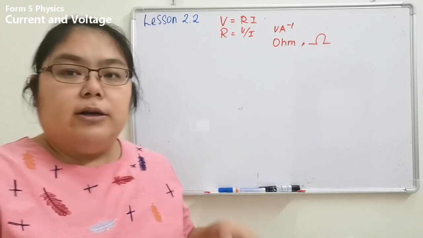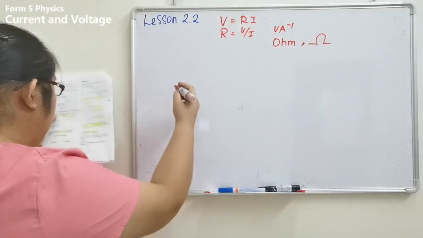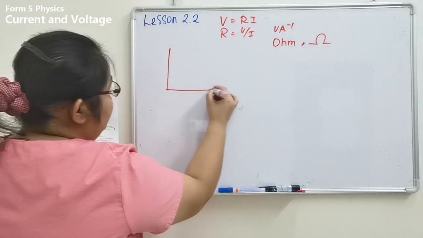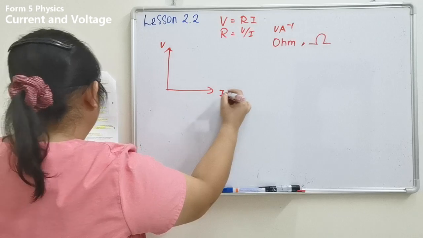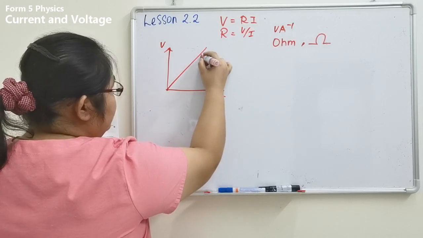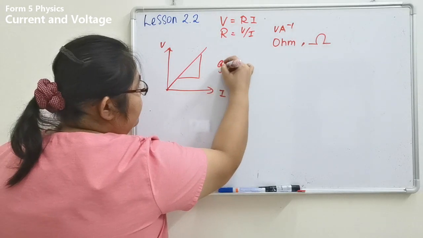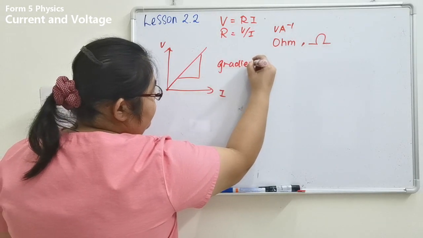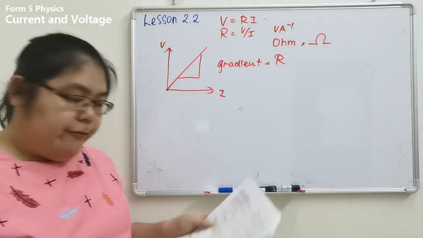Now we go and see the gradient. Through this formula, from here they draw the graph, V versus I. When it passes through the origin, this is represented by the resistance. Gradient equals resistance for a V-I graph.